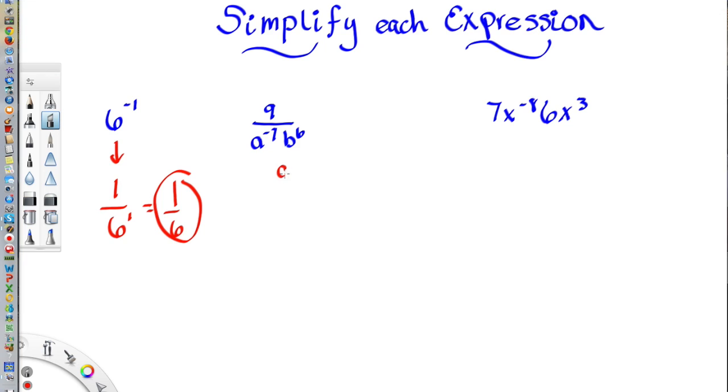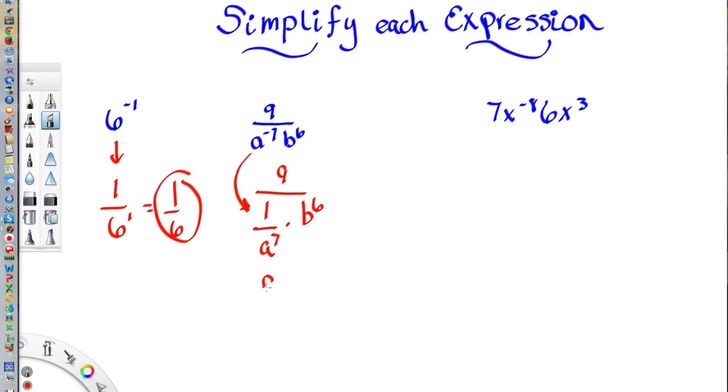Well, the 9 is going to hang up in the numerator for the time being. My a to the negative 7th power, I have to convert that to a fraction, which is 1 over a to the 7th power times b to the 6th power. Okay, now this is where it gets a little funky. When I'm taking 9 and I'm dividing it by a fraction, anytime I divide anything by a fraction, what I'm really doing is I'm multiplying by its reciprocal.